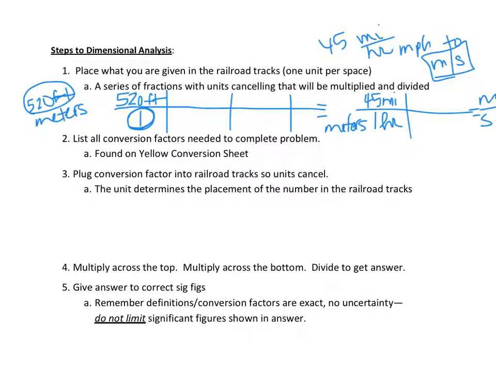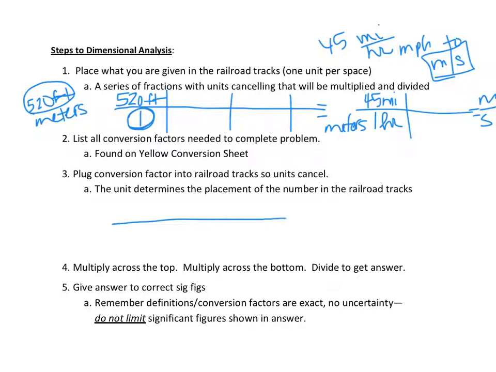Eventually, you won't have to list them anymore because it'll, again, become second nature. But as we're learning the process, I do want you to write down and list all of the conversion factors that you're going to use. All right, then we're going to plug the conversion factors into the railroad track so units cancel. The units determine the placement of those numbers in the railroad tracks.